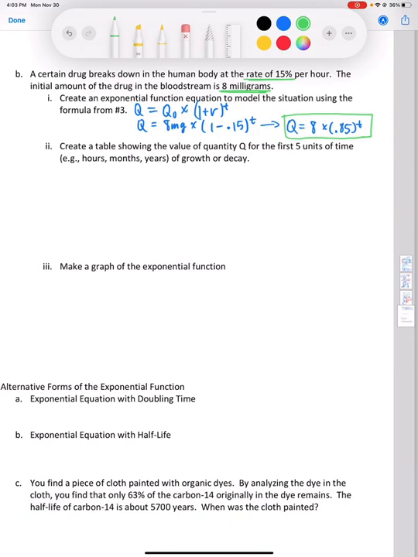We want to create a table of values showing q for the first 5 units of time. So this is going to be in hours, because notice that the rate is hours. All right, so our time, 0, 1, 2, 3, 4, 5. We'll keep track of our quantity in the bloodstream in milligrams. We know that at time 0 is 8 milligrams.